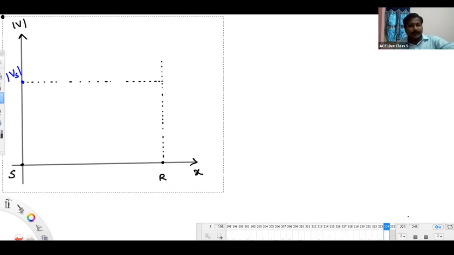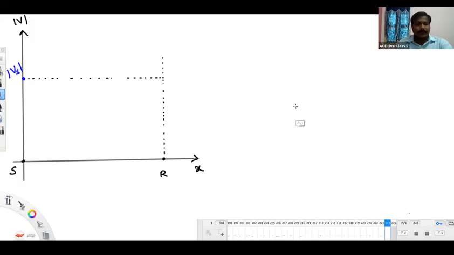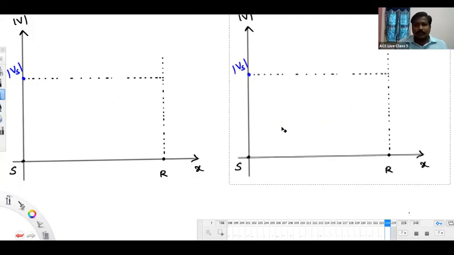Same diagram, I will repeat to the other side because we have to discuss two types of loadings here. That's why I'm repeating that same diagram on the other side also.